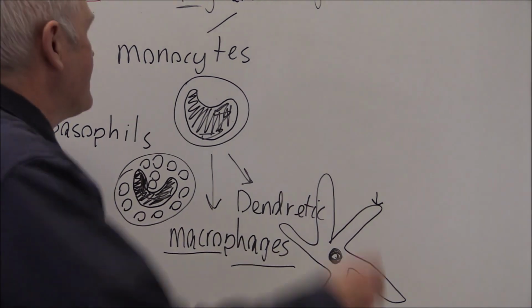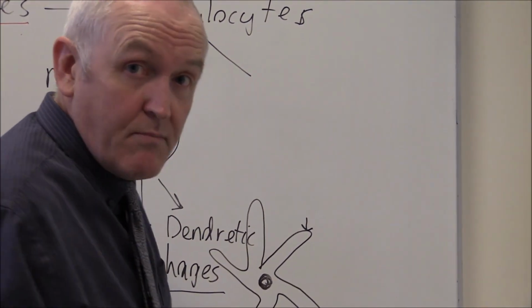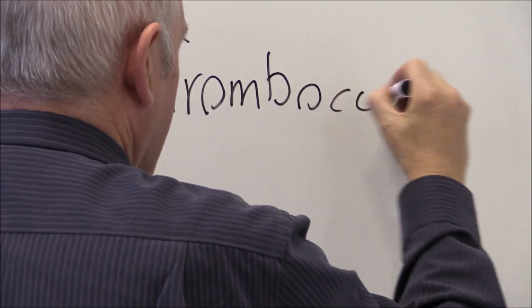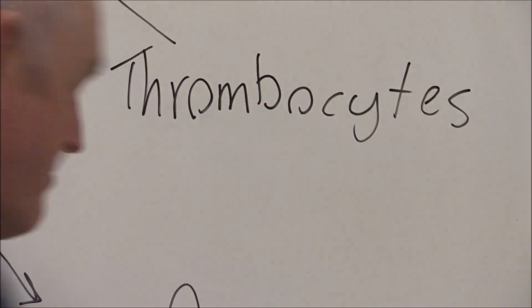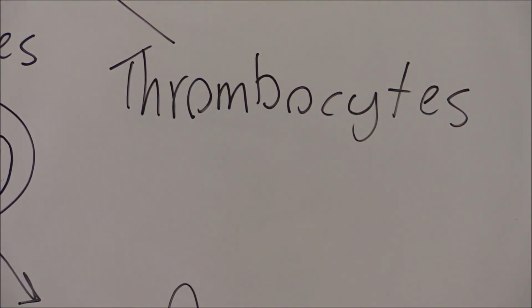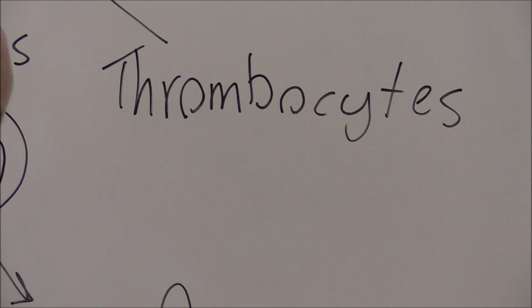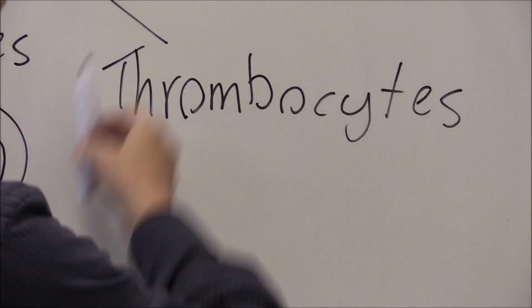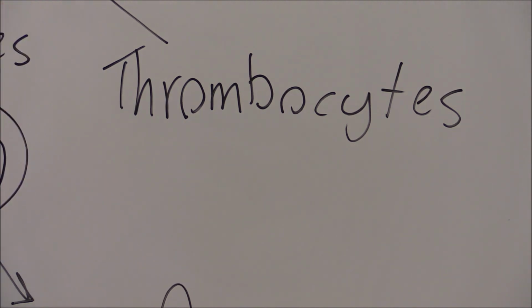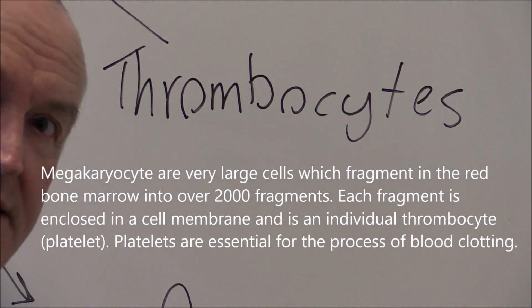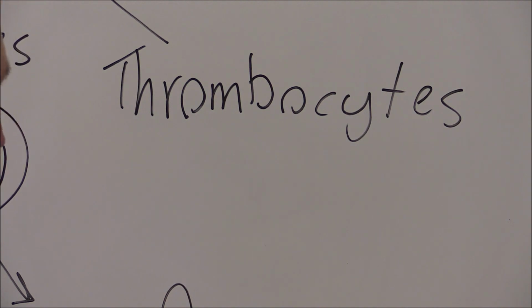Now, another cell fragment that we get in the blood are the thrombocytes. Now, the thrombocytes are cell fragments. In the bone marrow, there's a large cell called a megakaryocyte. And the megakaryocytes break up into hundreds of little fragments, and these fragments are the thrombocytes. And thrombocytes are platelets. It's two words for the same thing. Thrombocytes and platelets means exactly the same thing.